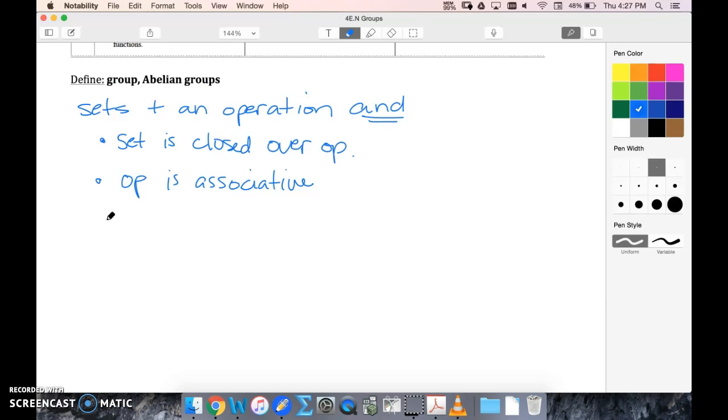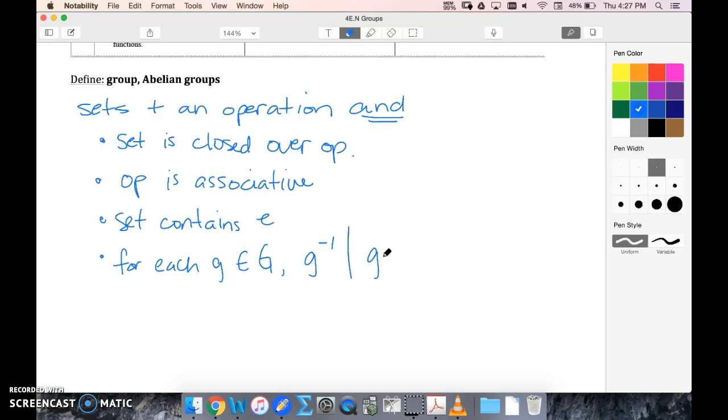The set has to contain the identity element of the operation. So the set contains the identity. And also for every element of the set, there must be an inverse. So I'm going to say for each g element in the group, so I'll talk about group here, we have g inverse such that g operation g inverse gives us the identity element.